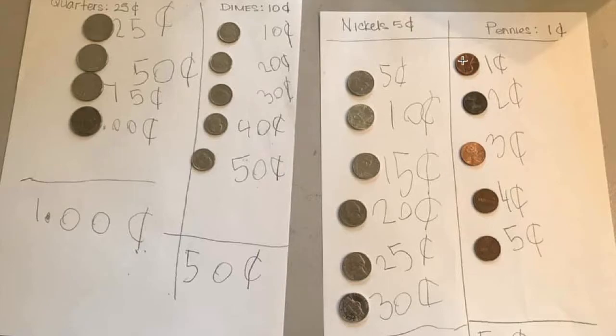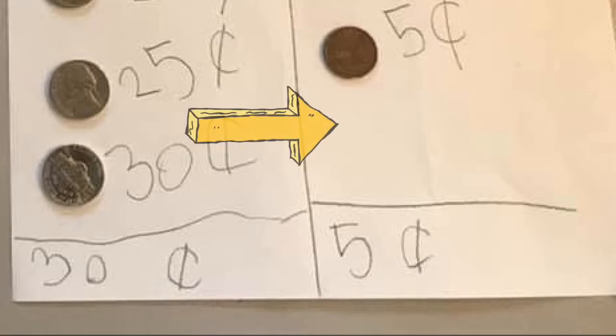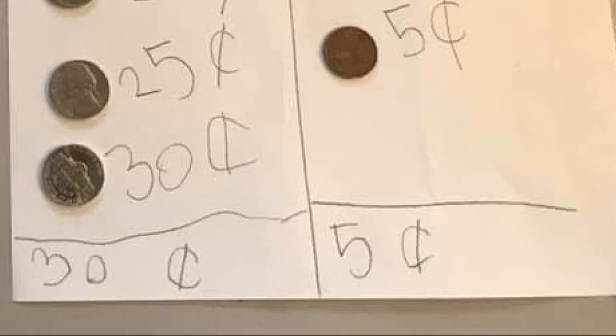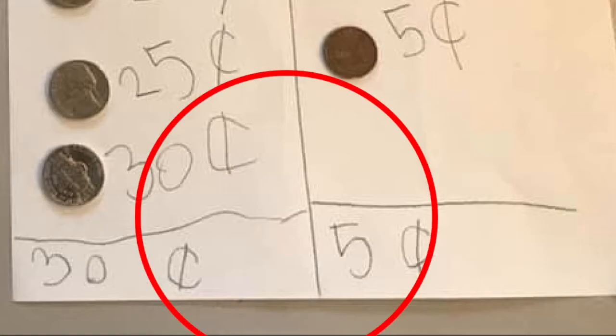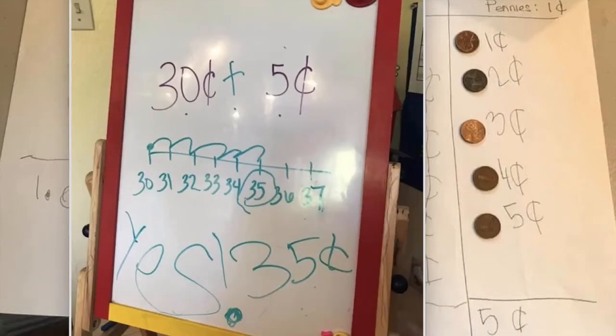So she also did that with the nickels and the pennies. So nickels, 5 cents, so she skip counted by fives and got 30 cents. Pennies are 1 cent, so she counted by ones, and that was 5 cents. But I really want to look at how she added the groups now. So she focused on the nickels and the pennies, and we're going to go ahead and look.